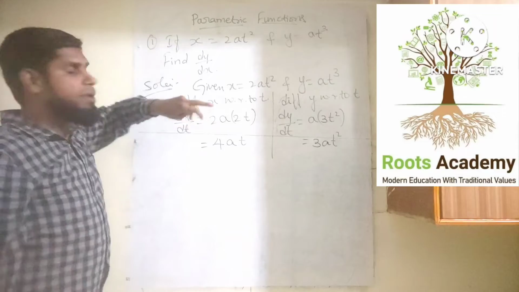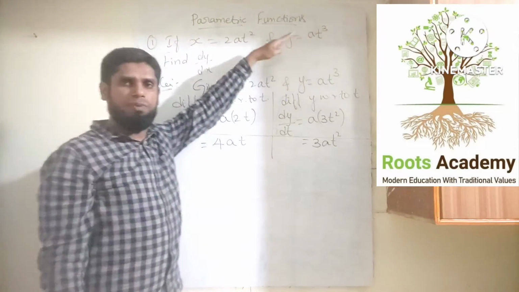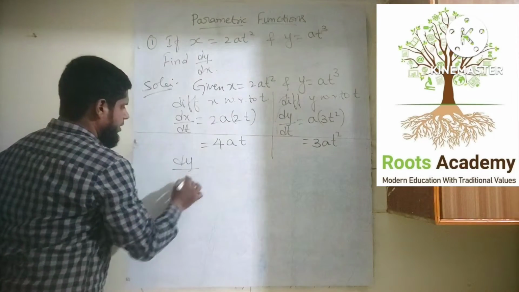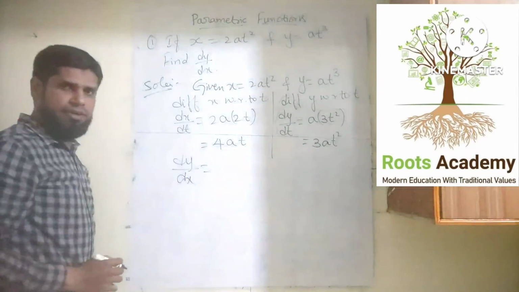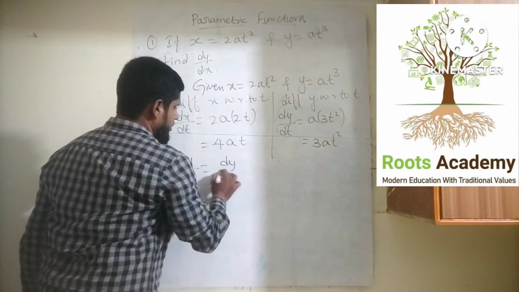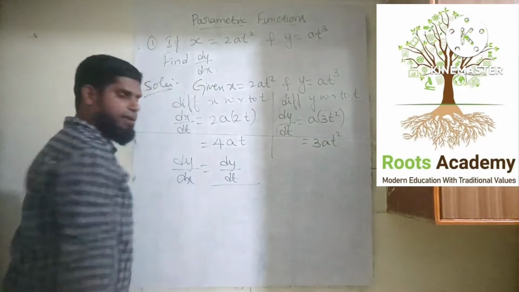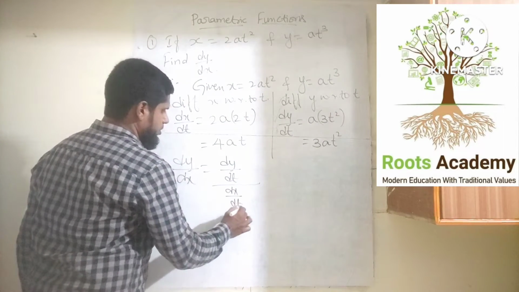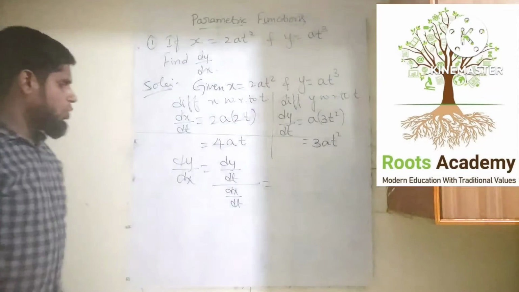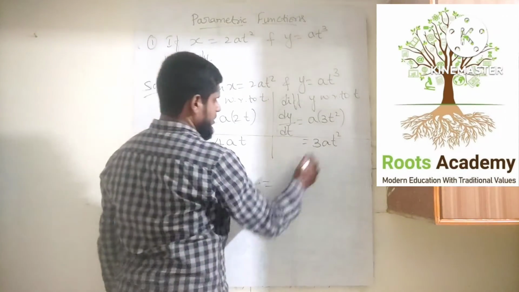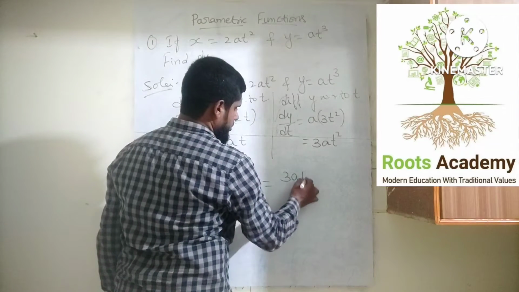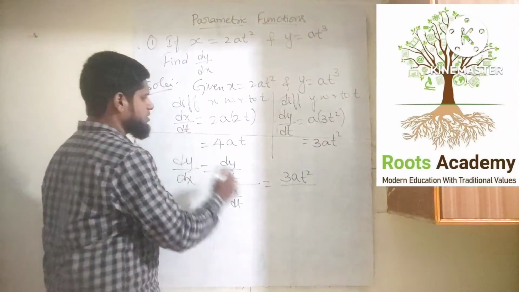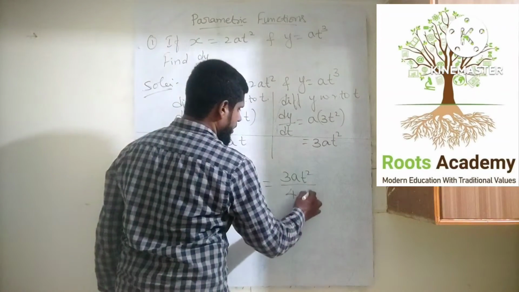If they mention this kind of question, you should also consider it a parametric function. That time you should give the name which is x and which is y, and with respect to that you should differentiate. So in this case, our dy by dx will be dy by dt whole divided by dx by dt. This is equal to, what is our dy by dt? It is 3at square divided by dx by dt, which is 4at.